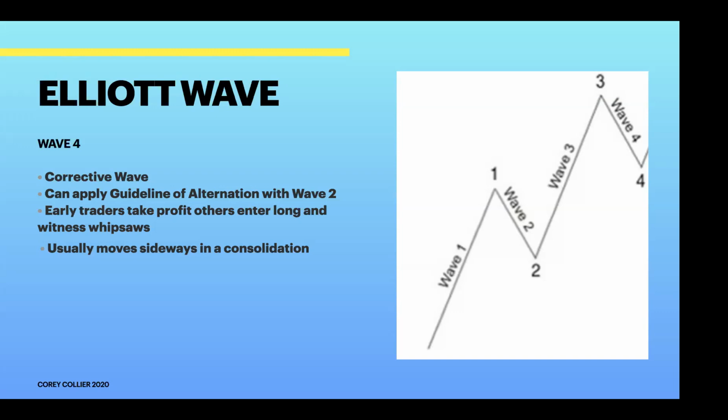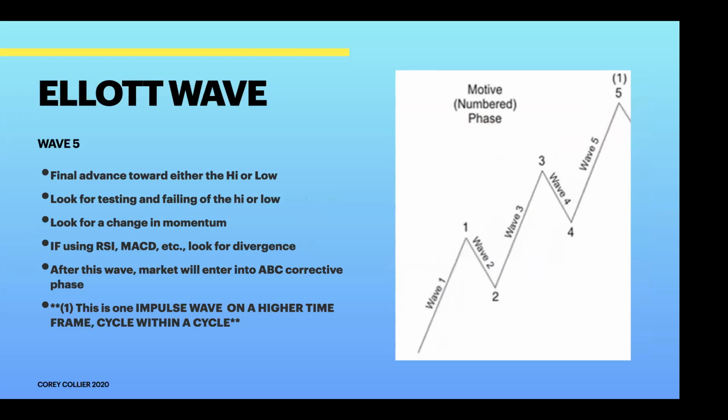Wave 5. This is the final advance, guys, towards either the high or low before a major retracement happens. We're looking for testing and failing of the high or low, depending on what trend you're in. We're looking for a change in momentum. And if we are using the RSI and MACD, we can also look for some type of divergence, right? After this wave, the market will enter into an ABC corrective phase. Understand, guys, the ABC corrective phase is generic, okay? There are other complex retracements to the market.